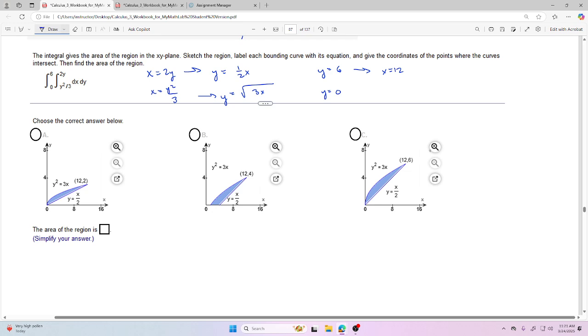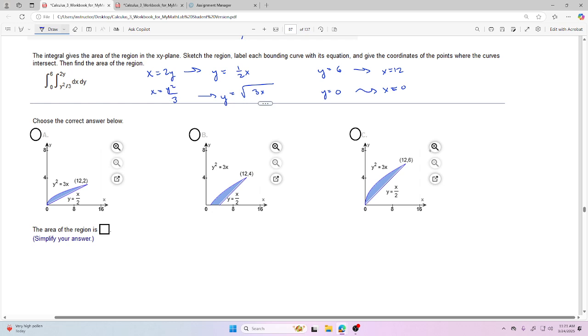And I'm going to verify. If I plugged in a 6 right here, 6 squared is 36, and then I divide by 3 to get a 12 again. Yes. Okay, 12. And of course, what do you think the other x is going to be? Just take a guess. 0. Yeah, probably.